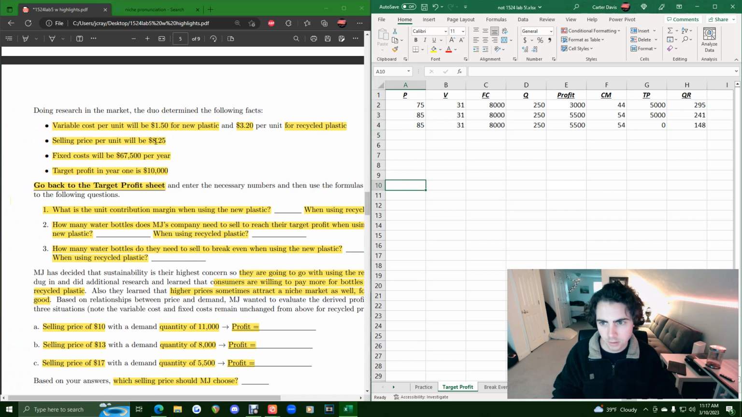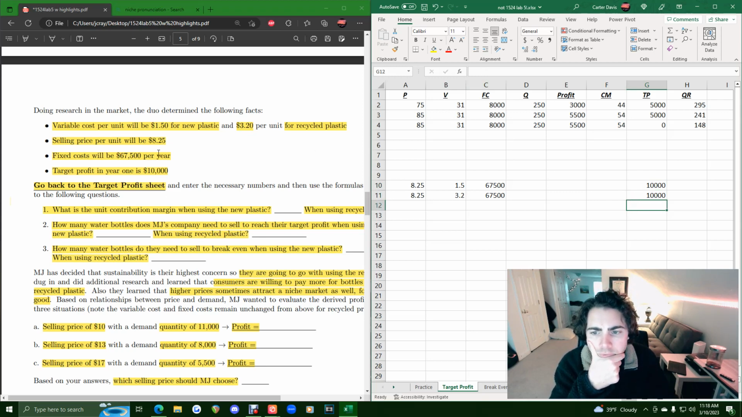All right, so variable cost. We know the selling price is $825. We know the variable cost is $150 for new. And I'll do the new plastic in this row. I'll do recycled plastic here. So we got $825 and then $320 for variable cost there. Fixed cost should be the same, so $67,500. Drag that down. Quantity, I guess we don't know quantity yet. Okay. Profit, target profit's really all we know, so 10,000.